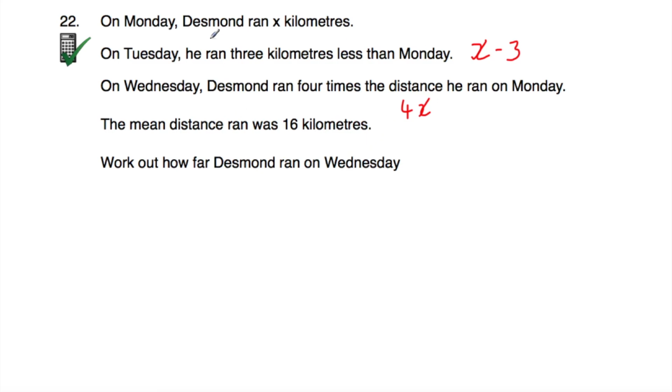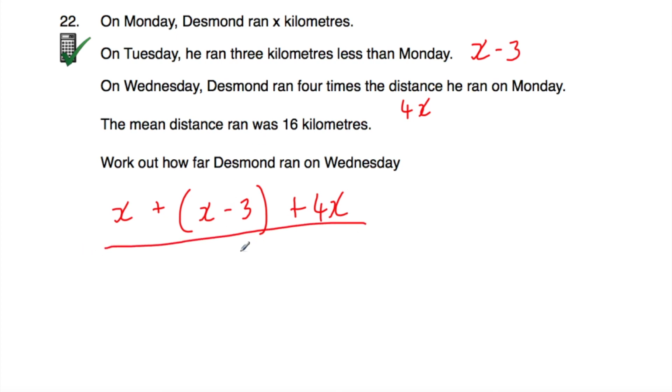So let's form an equation here. To find the mean, we would add these together and divide by 3. So that's going to be X plus, and then on Tuesday he ran X minus 3, and then on Wednesday he ran 4X. So we'd add those all up. You could just add them up and do 4X plus X is 5X plus another X is 6X minus 3. So it's going to be 6X minus 3. And we'll see that in a minute. But I've just done it out in full here. So X plus X minus 3 plus 4X. And then we're divided by 3 because that's the number of numbers. And that's equal to 16.